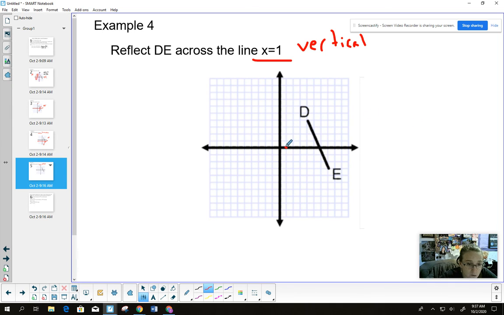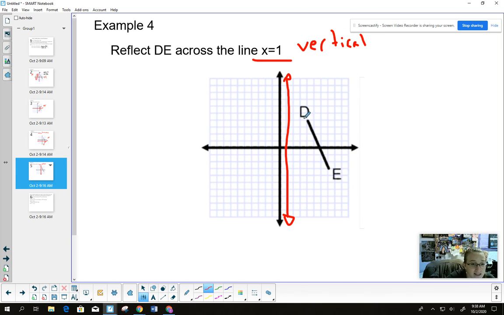Okay, here's where x equals 1. Here is the line, x equals 1. Every single point on that line has an x value of 1. Now, once again, I'm going to have you try this all on your own. This is my mirror. Do not count to the y-axis. This is my new mirror. How far away is D? How far away is E? Plot them on the other sides. Go ahead and try it.